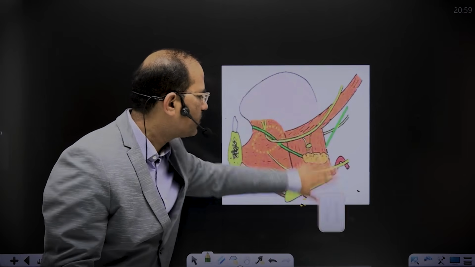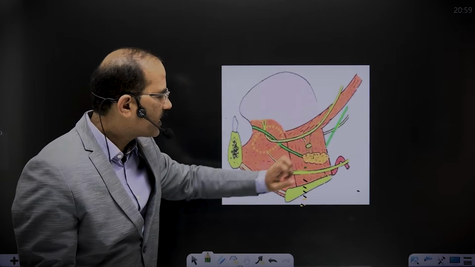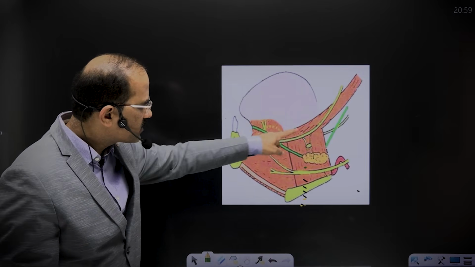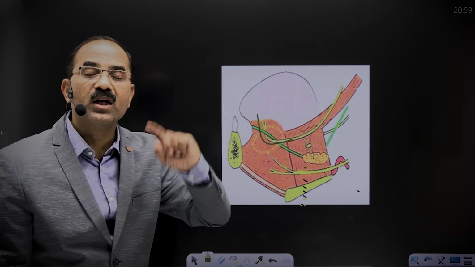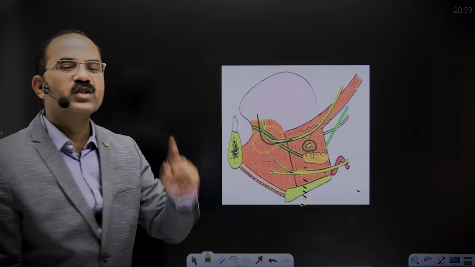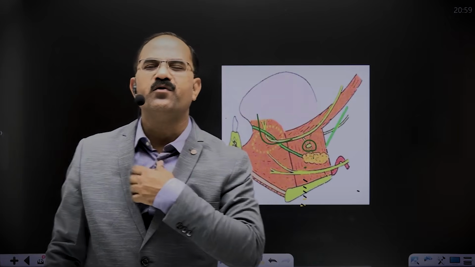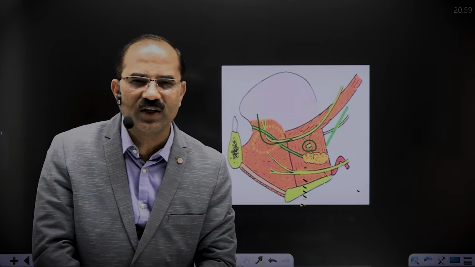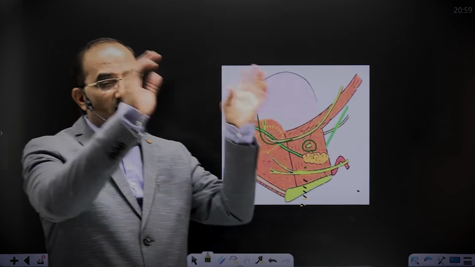Have a look at the slide once again. So that's the deep part of the submandibular gland. That's the submandibular duct, and this submandibular duct is looped by the lingual nerve. And this is the submandibular ganglion, which is hanging from the lingual nerve. We've seen this in the ganglions. Clear, students? So that's about the submandibular gland.